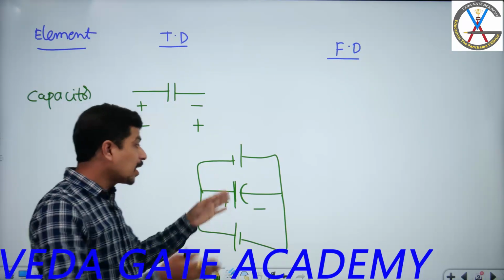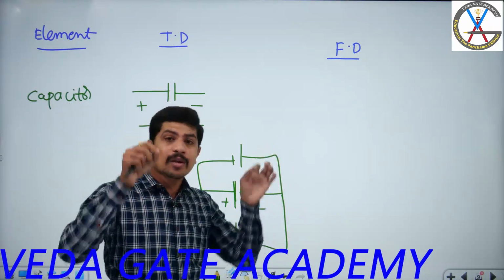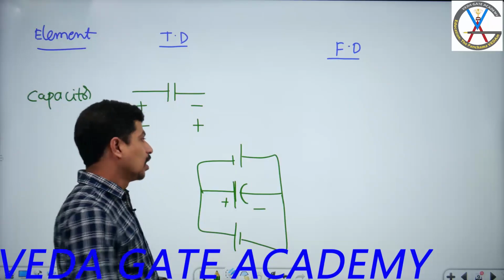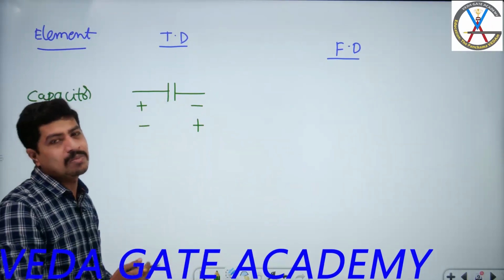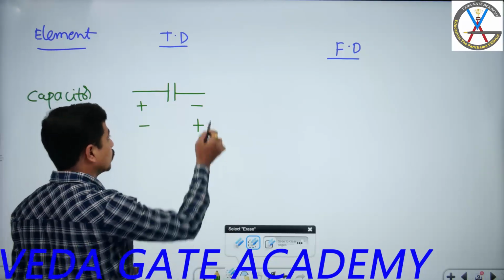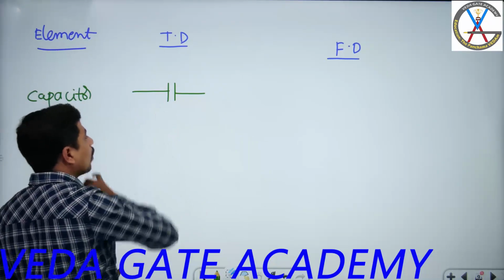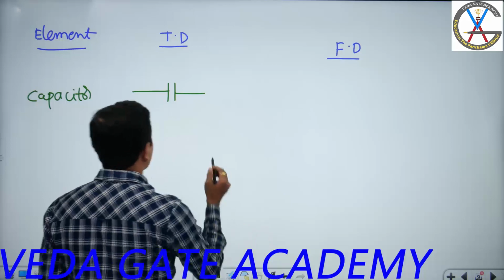Means whose plate polarities are already fixed. In that way only we have to connect the source. We should not connect in another way. But here you can connect a plus minus or minus plus of a DC source. No issues. So that is the difference between polarized and normal capacitor.